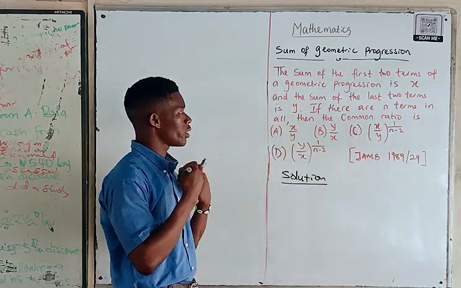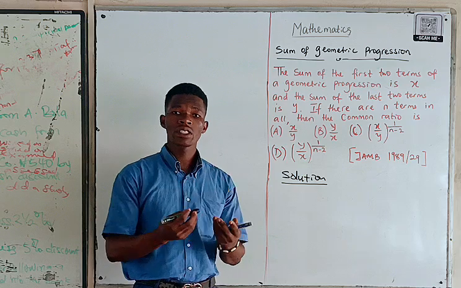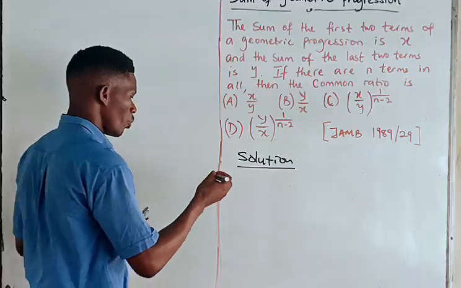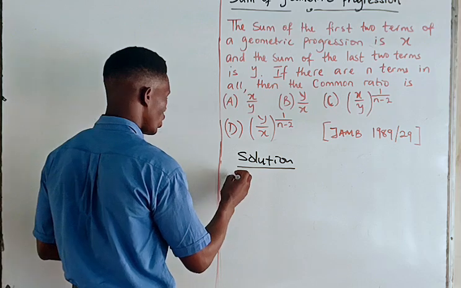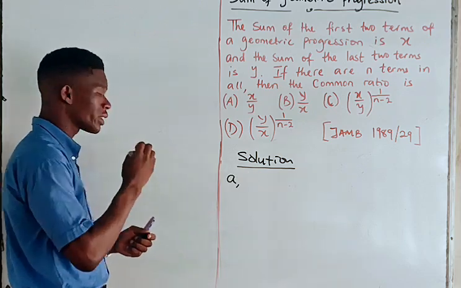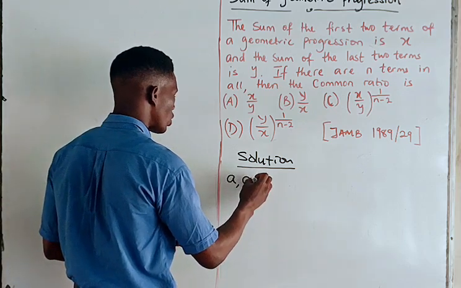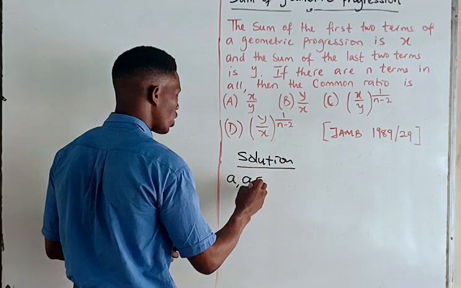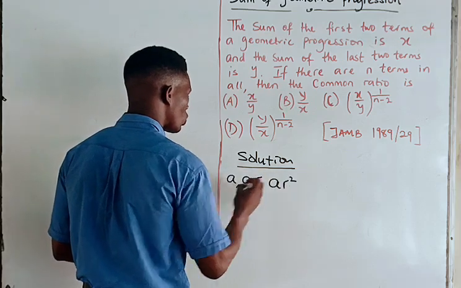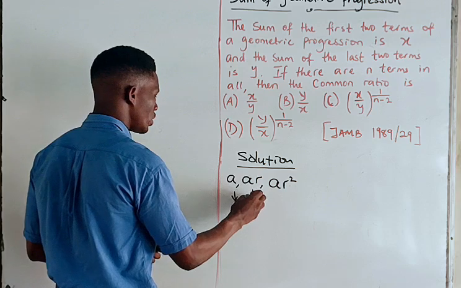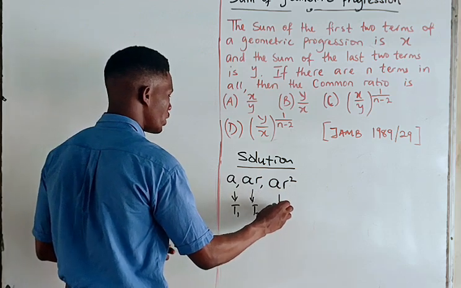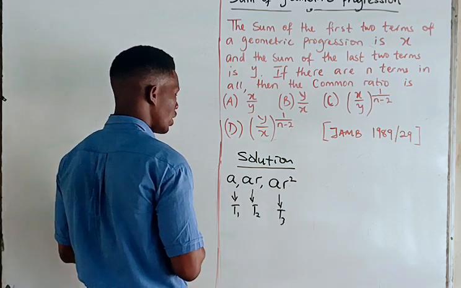Now, when we write down a geometric progression, it looks like this. You know that the first term of a geometric progression is a, and then the second term is AR, and the third term is AR raised to power 2. So now look at this. This is T1, this is the second term, and this is the third term, right?